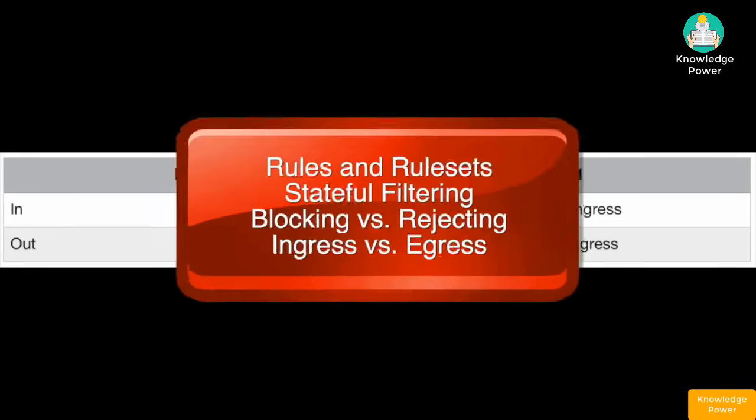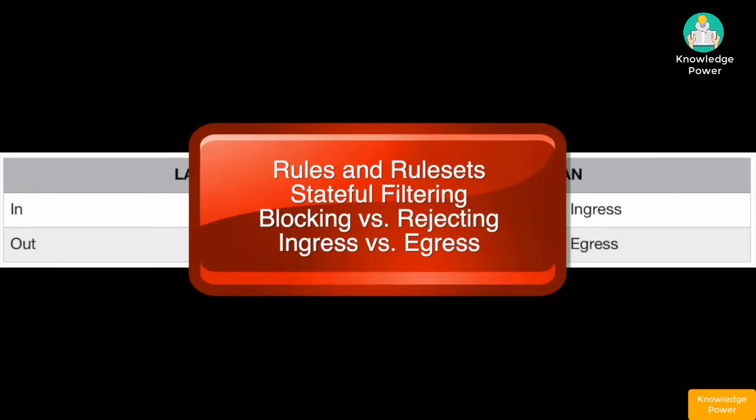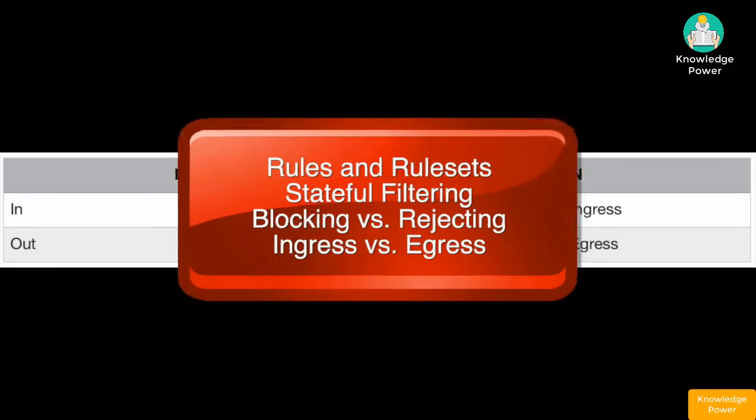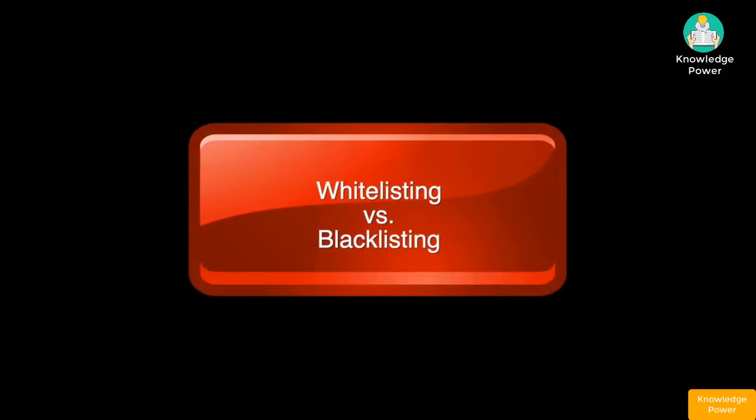In this lesson, you learned about rules and rule sets, stateful filtering, blocking versus rejecting traffic, and ingress versus egress. In this lesson, we'll learn about whitelisting and blacklisting. They're just two different approaches to applying firewall rules.